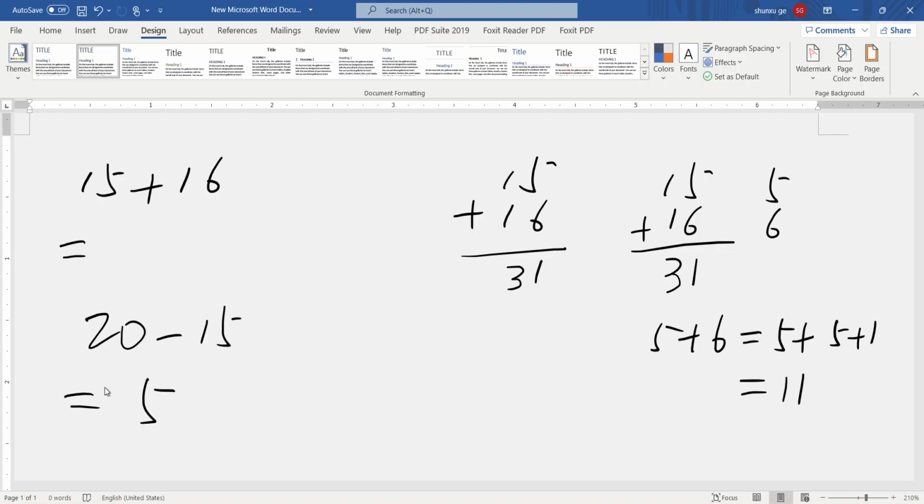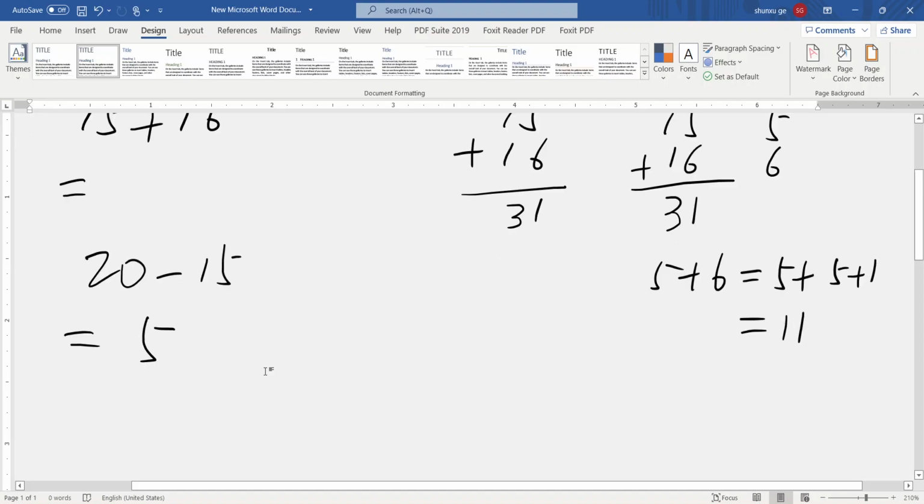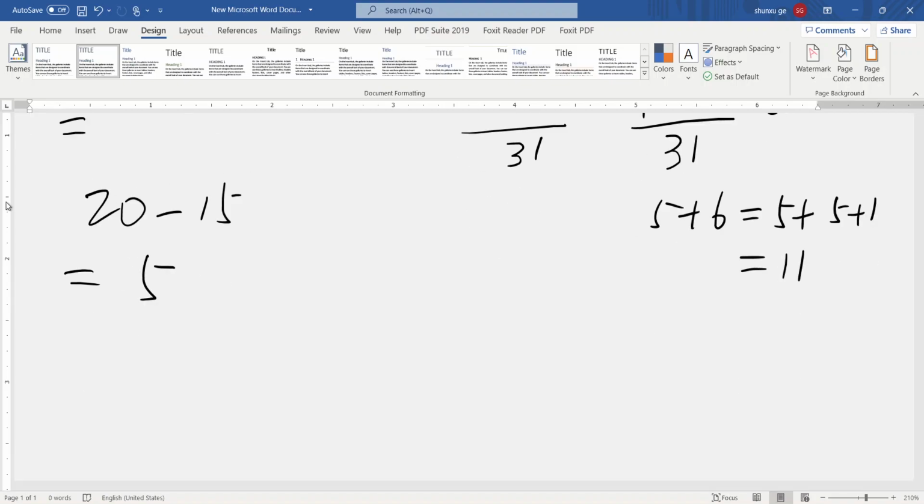Okay, so this we should practice. We cannot use a calculator all the time. In the future, you do addition, subtraction, and also calculus. But if all the time you use your calculator, when you do calculus you will be very, very slow. You even cannot do another calculation. So this is addition and subtraction.